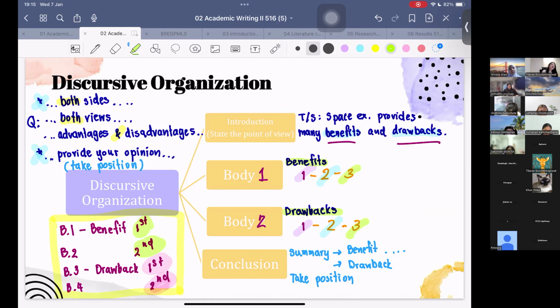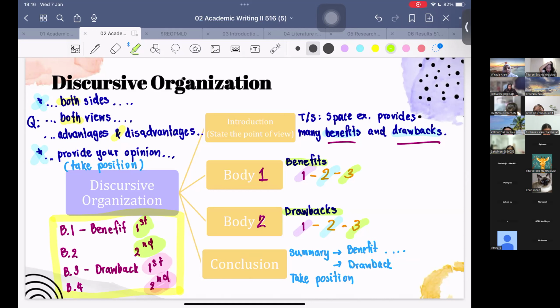So one way to write a discursive essay is to divide benefits into one body paragraph and drawbacks into another. So the whole writing, you're going to have 4 paragraphs in total. Intro, body paragraph 1 would be benefits, body paragraph 2 would be drawbacks, paragraph 3 would be conclusion, so 4 in total.